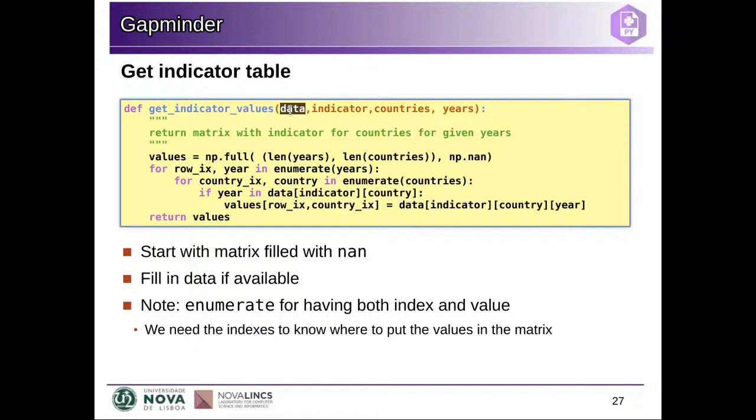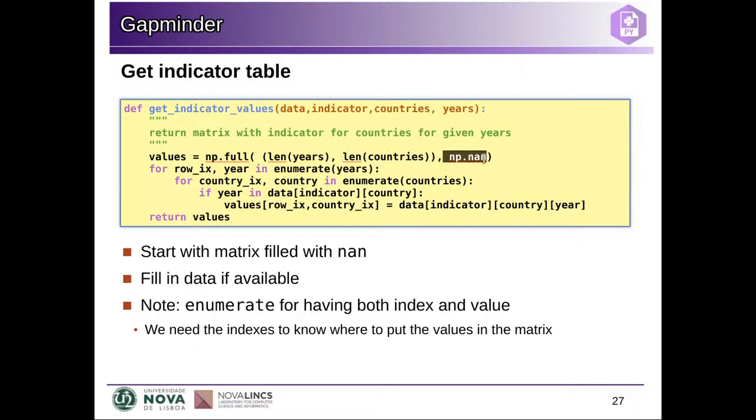We receive the dictionary of dictionaries with all the data, which indicator we want, the list of countries, and the years. Now we're going to create a matrix. We can use this full method, which creates a matrix with the dimensions that we specify and fills it with some number that we provide. So we're going to create a matrix that has as many rows as the number of years we are asking, and as many columns as the number of countries we are asking for.